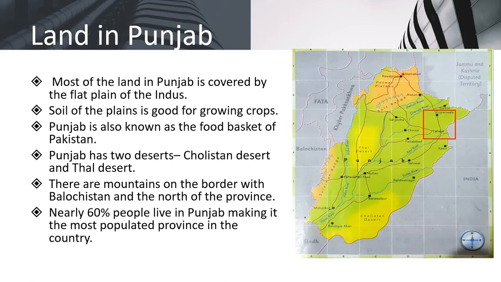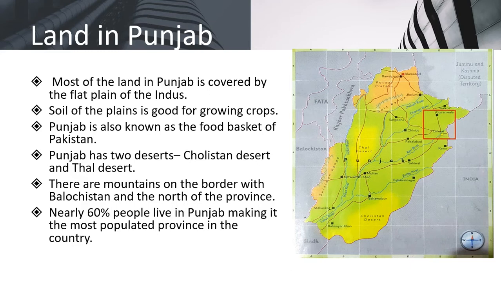Land in Punjab. Most of the land in Punjab is covered by the flat plains of the Indus. Soil of the plain is very good for growing crops, and Punjab is also known as the food basket of Pakistan. Punjab has two deserts, the Cholistan Desert and Thar Desert. There are mountains on the border with Balochistan and the north of the province. Nearly 60% of people live in Punjab, making it the most populated province in the country.